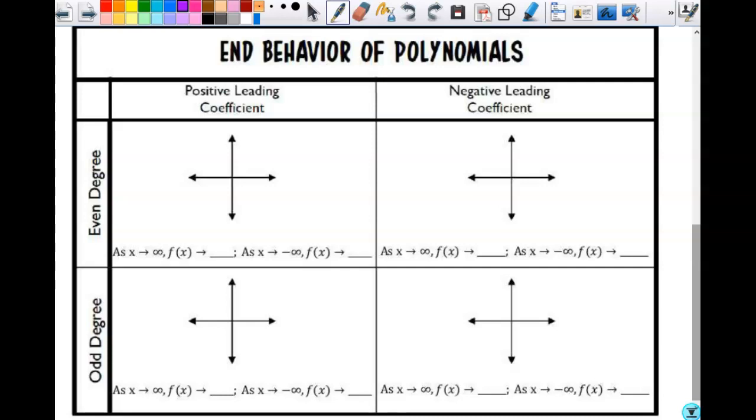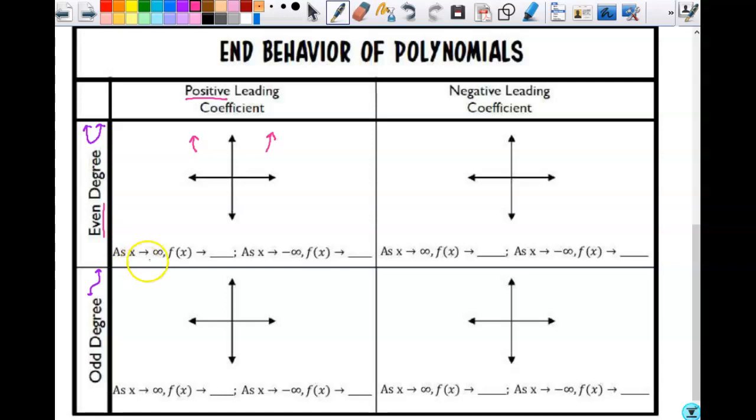But if it has an even degree, remember your even degree has a parabola-like shape, and your odd degree has a cubic-like shape. Okay? So if it's even, the ends are the same. It's either up, up, or down, down. If it's odd, then the ends are opposite, down, up, or up, down. Okay? So if I have a positive leading coefficient and an even degree, then my end behavior is up, up. I am not drawing a parabola because I'm not saying it looks like a parabola, but I do know that my end behavior has to be up, up.